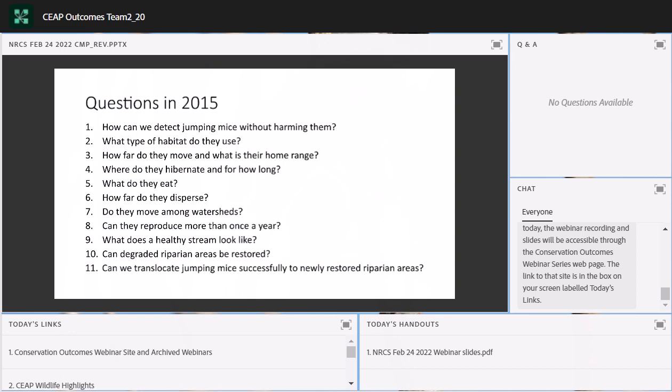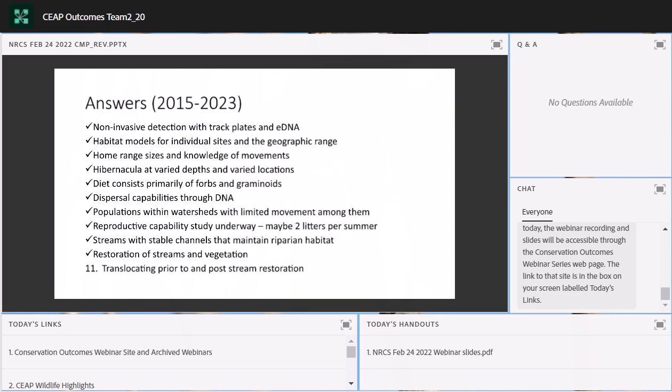And then as we learned more, we were able to scale up and look at movements and dispersal. And to date, we have been able to cover 10 of these questions. We're currently working on this last one. So we're making a lot of progress, and we're getting a much clearer picture of what a functional stream should look like for the New Mexico meadow jumping mouse.